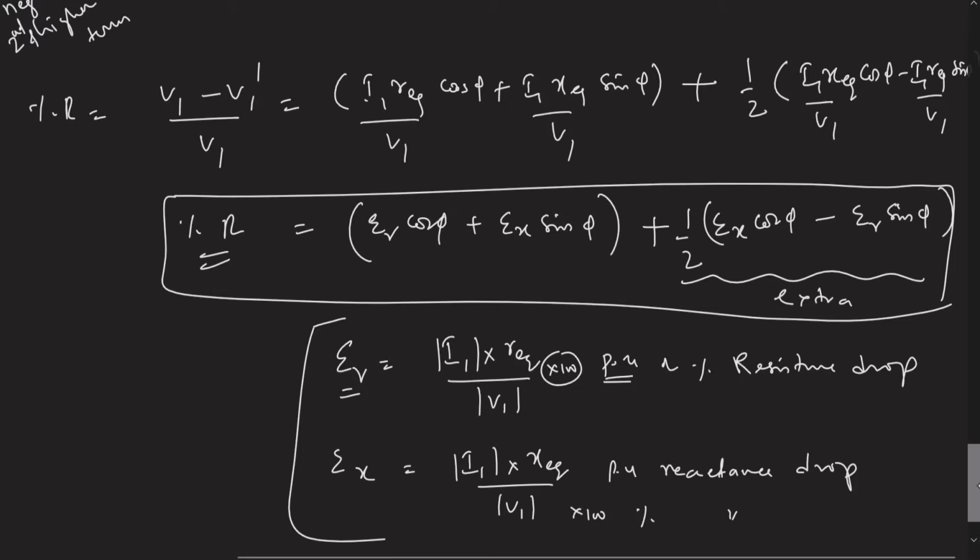Now if you notice, the regulation of the transformer is majorly dependent on three important parameters: I can say the load current, the resistance and reactance of the transformer, and also the load power factor. So depending upon all these quantities, the percentage regulation depends.